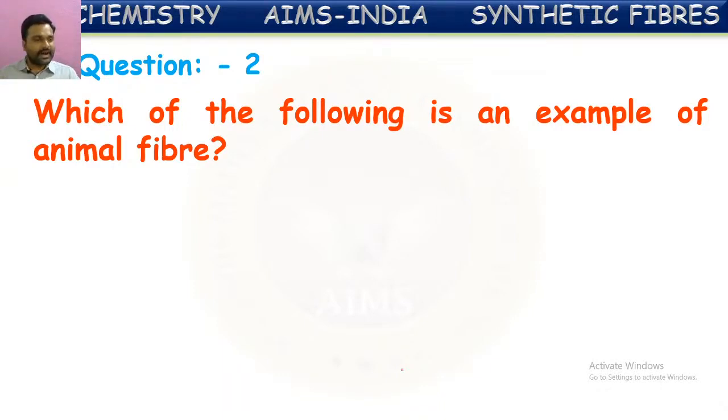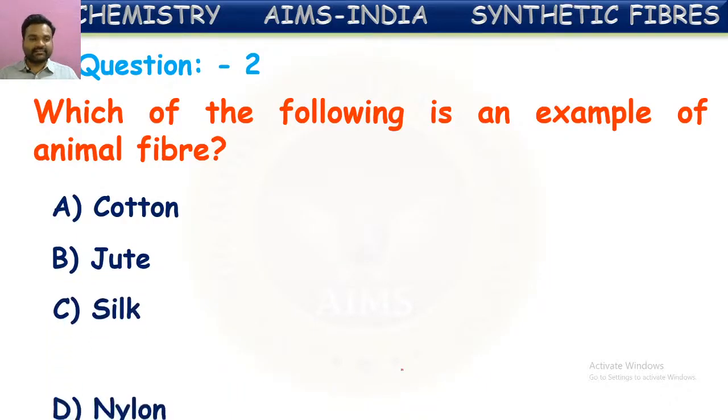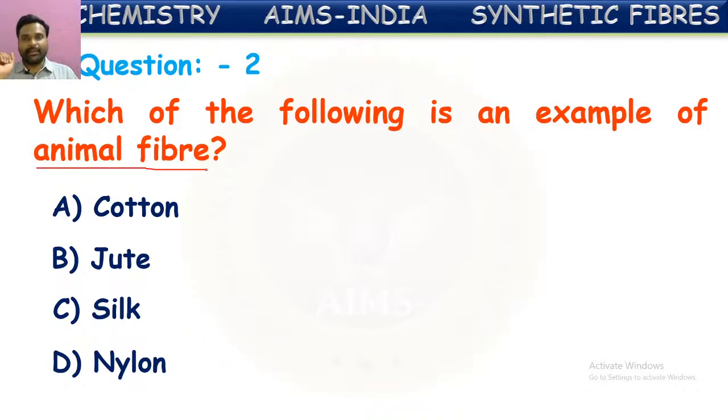Let us see the options given for this: cotton, jute, silk, nylon. These are the different fibers. Now they are asking which fiber is derived from animals. See here the options. Can you give the correct answer? Try to answer this question.